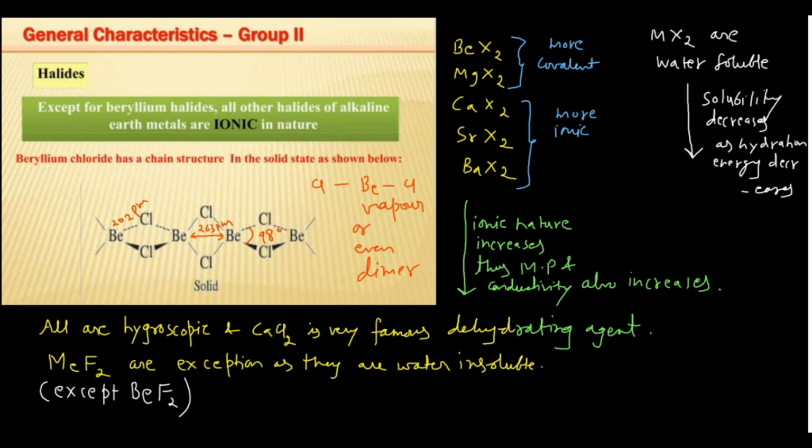So you know Fajan's rule, polarization, the polarizability, and you know no bond is perfectly ionic, that is 100% ionic, and no bond is 100% covalent, and you have to apply Fajan's rule where you can find the percentage ionic character in the covalent compound. So based on this, you can say that beryllium and magnesium halides are more covalent in nature. That means they have more covalent character than ionic character, and the remaining calcium, strontium and barium halides are ionic in nature.